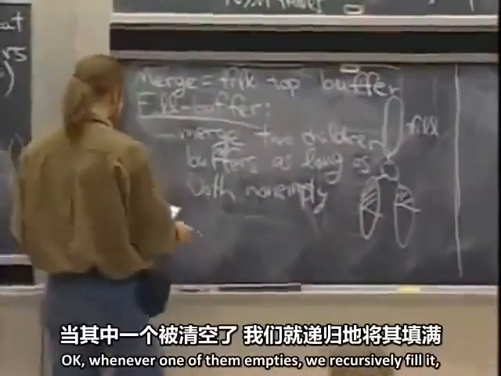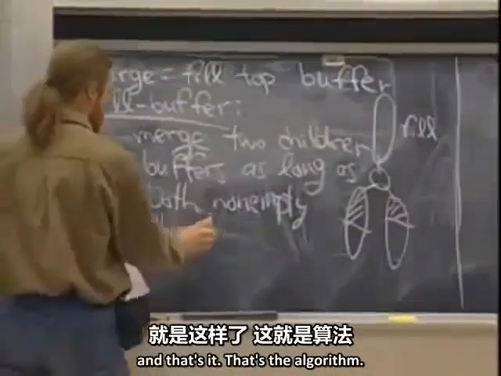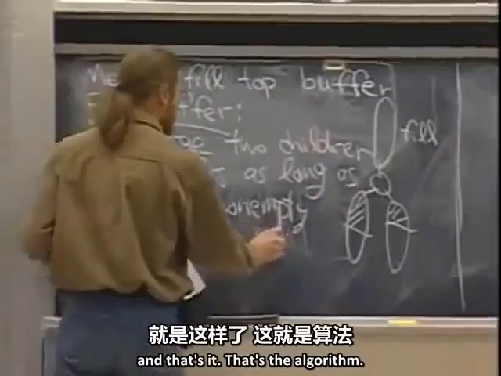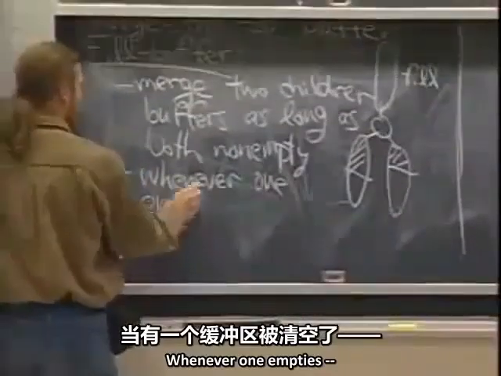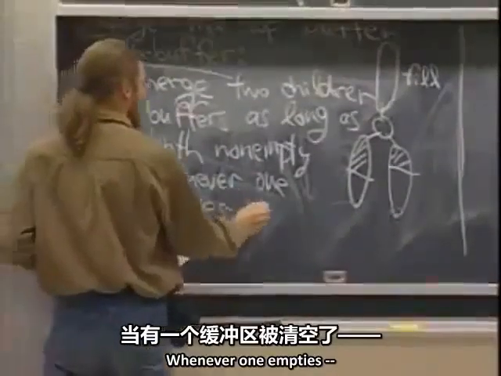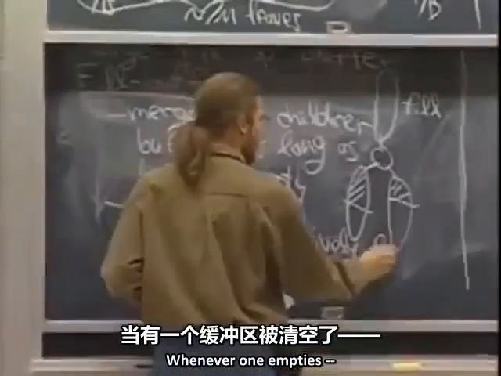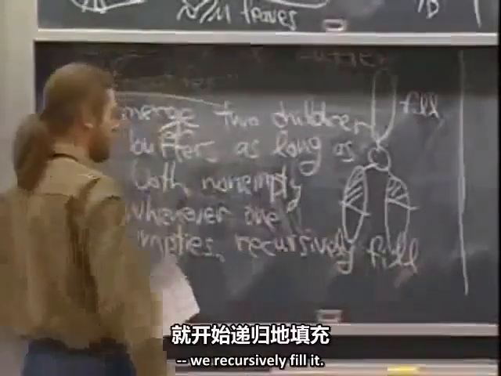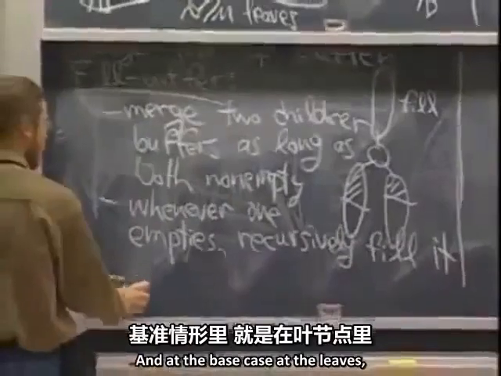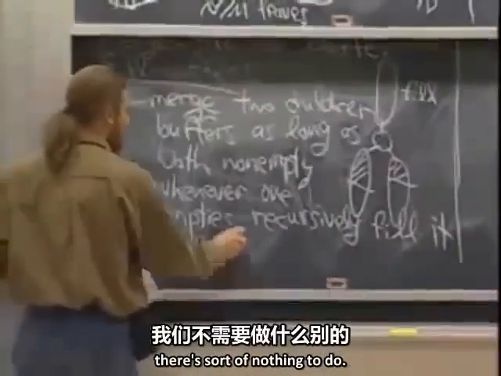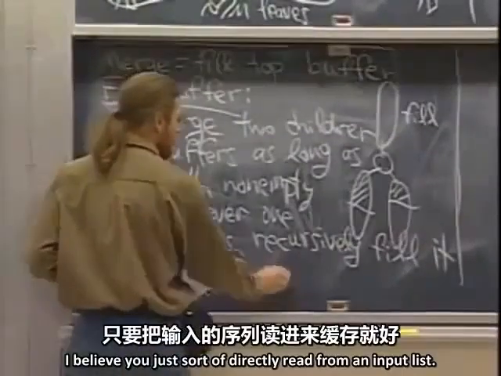Whenever one of them empties, we recursively fill it. And that's it. That's the algorithm. Whenever one empties, we recursively fill it. And at the base case, at the leaves, there's nothing to do. At the leaf, you just directly read from an input list.